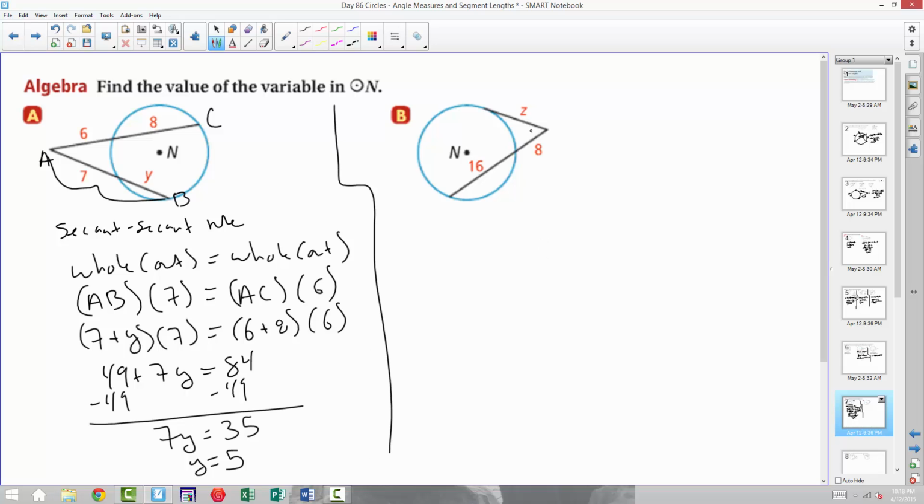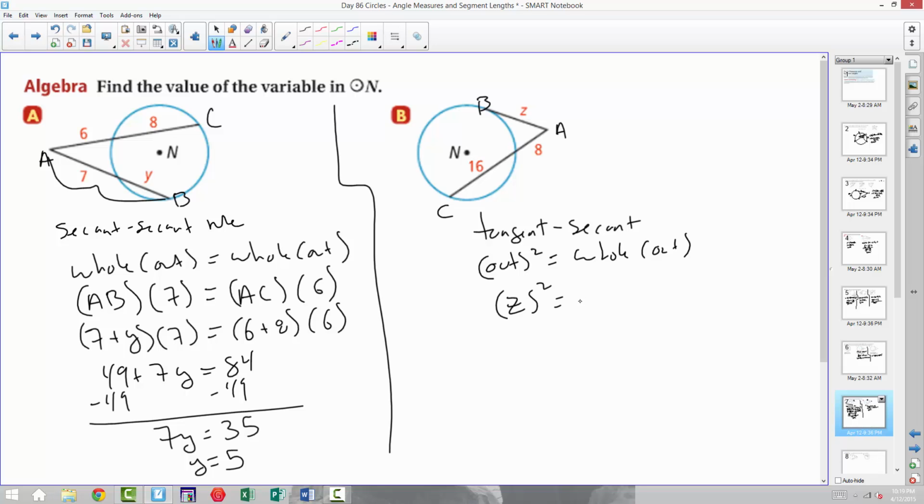Example B, I have a segment that touches the circle once, so this is a tangent. I have a segment that touches the circle twice, so that's a secant. So this is a secant tangent or tangent secant rule, which states that the outside squared is going to equal the whole times the outside. So I'll label A, B, C. So the tangent part, the outside is z squared.